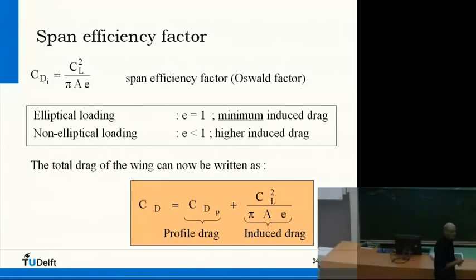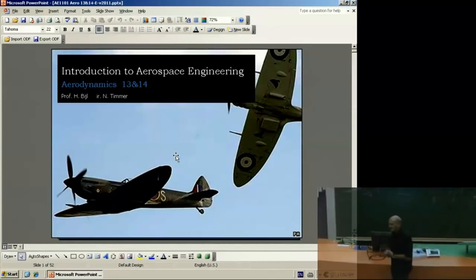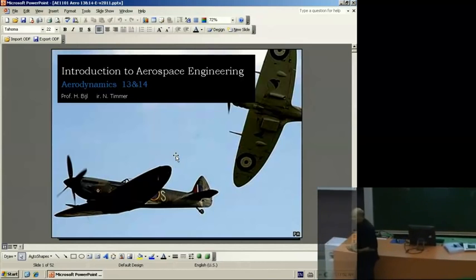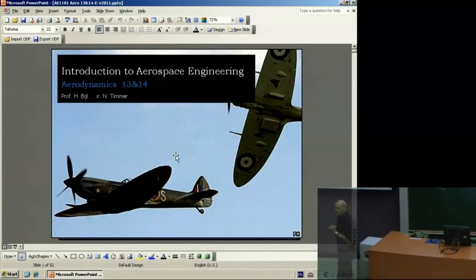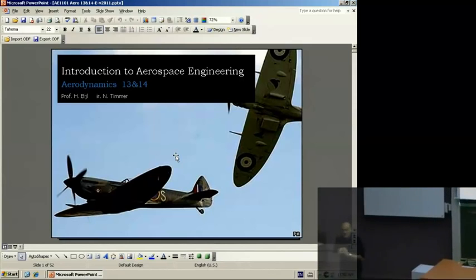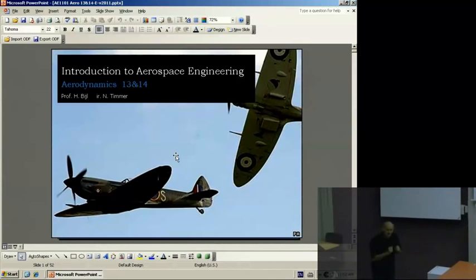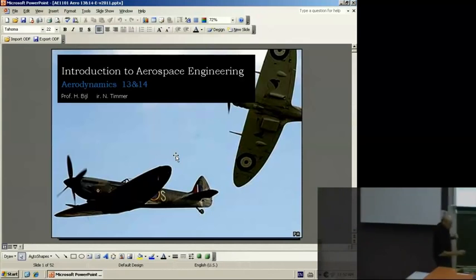To reduce the induced drag, this is a way of using the same airfoil, so the same C_L at a certain angle of attack, but then shaping the wing in such a way that the lift distribution comes close to the elliptical lift distribution, so that the drag goes down, the induced drag.